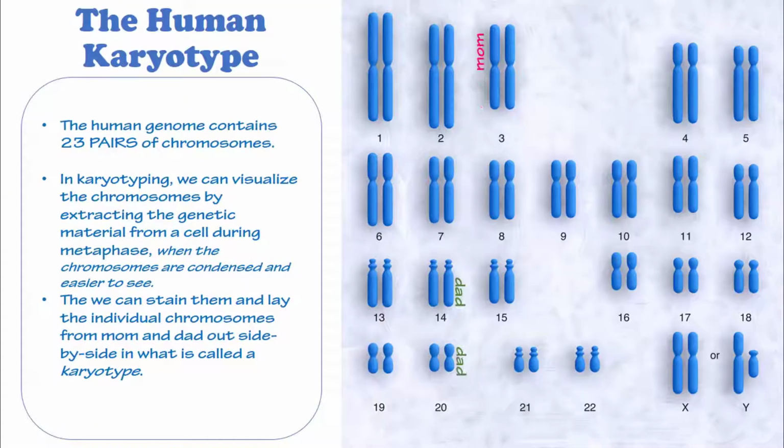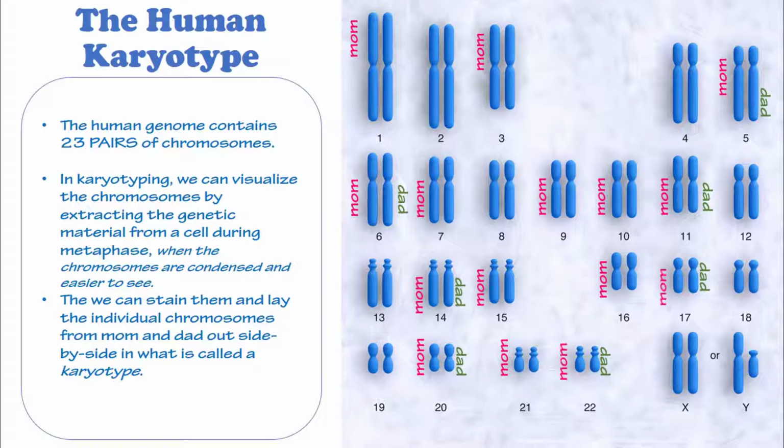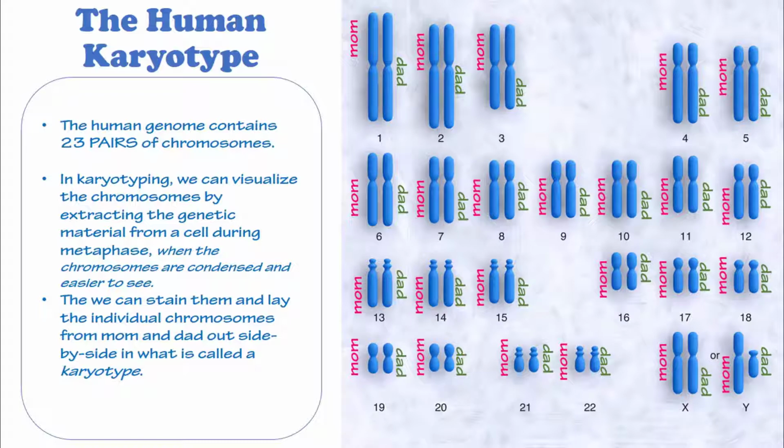The human genome contains 23 pairs of chromosomes. In karyotyping, we can visualize the chromosomes by extracting the genetic material from a cell during metaphase when the chromosomes are condensed and easier to see. Then we can stain them and lay the individual chromosomes from mom and dad out side by side in what we call a karyotype.